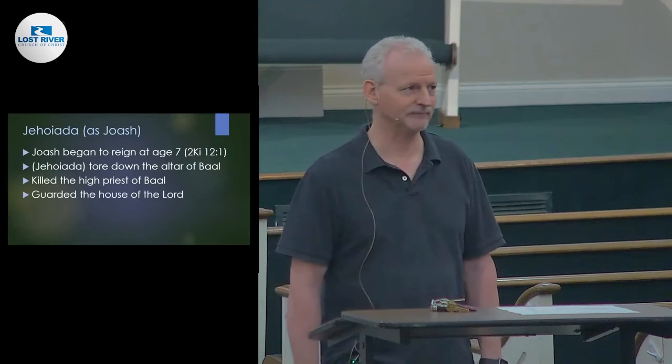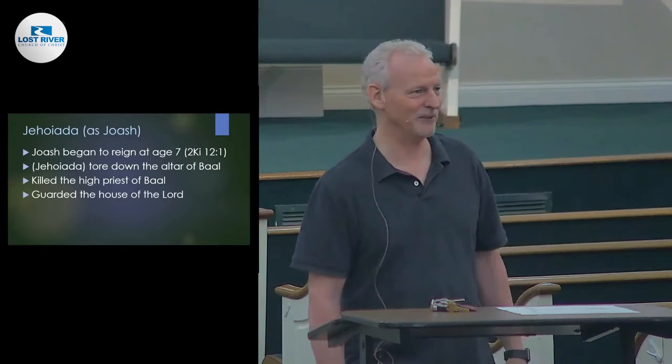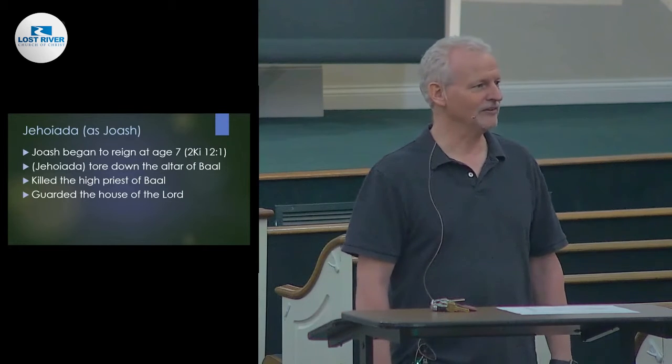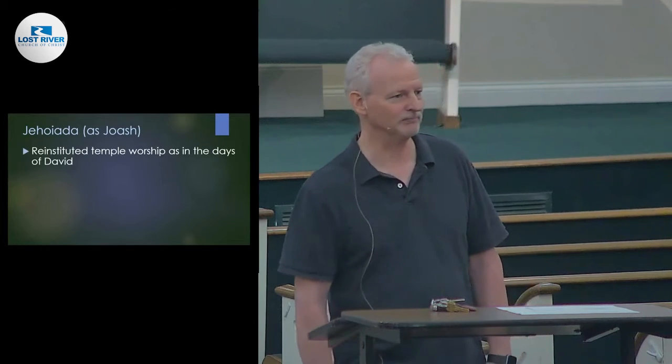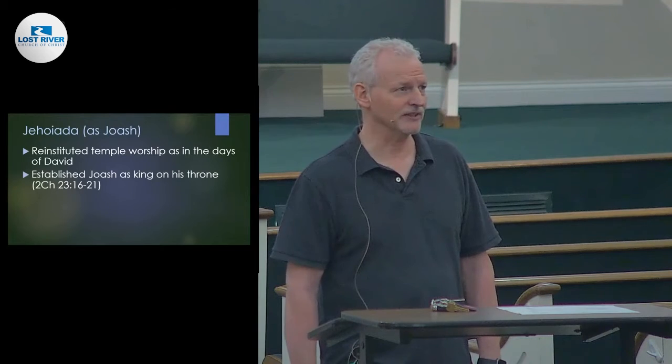Jehoiada tore down the altar of Baal, killed the high priest of Baal, his rival, right? He's the high priest of Israel. He kills the high priest of Baal and sets up a guard around the house of the Lord and reestablishes temple worship as it was in the days of David, it says. He established Joash as king on the throne in 2 Chronicles chapter 23, verses 16 to 21.